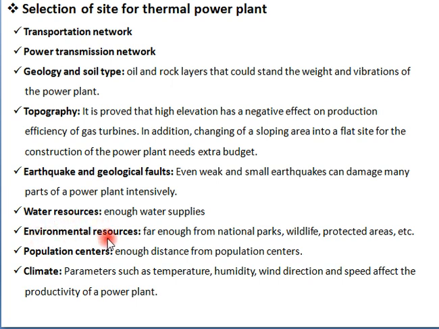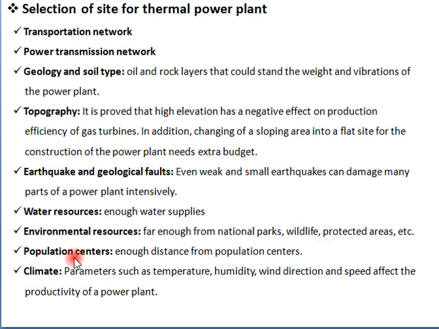Environmental resources: the plant should be far enough from national parks, wildlife and protected areas, etc. We know that during the combustion of fuel inside the power plant, many greenhouse gases are produced, such as carbon dioxide and sulfur dioxide. These damaging gases affect wildlife, humans, national parks and even trees. So you should locate your plant away from such areas and maintain the distance between wildlife and the plant.